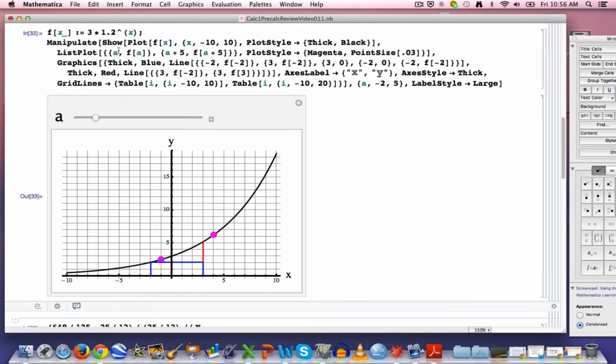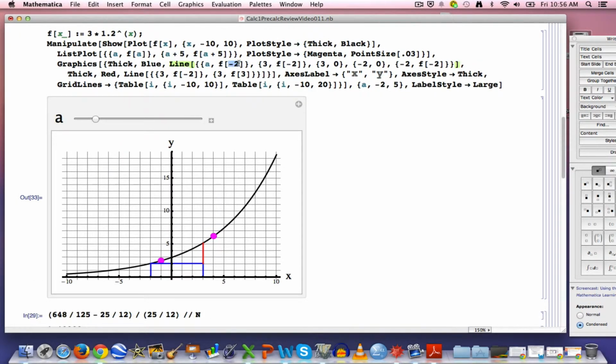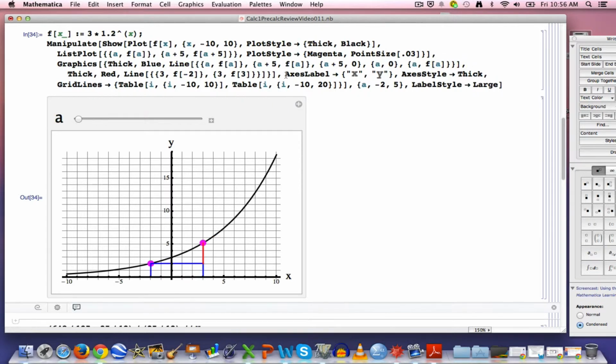All right, now I want to move the blue and red lines. Make this be an a comma f of a. Make this be an a plus 5 comma f of a. Make this be an a plus 5 comma 0, this an a comma 0, this an a comma f of a. I think that'll fix the blue lines. Yes, that rectangle keeps moving. All right, and it's getting bigger too.